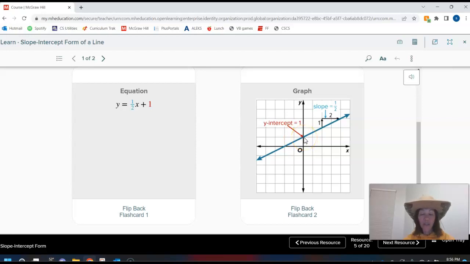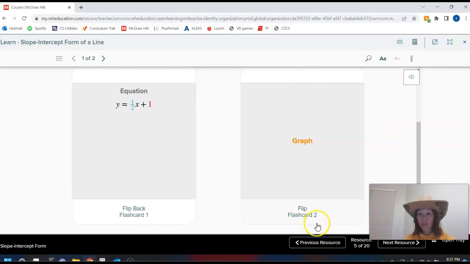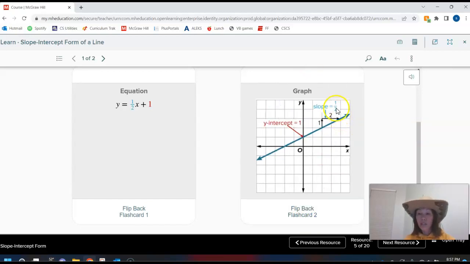I see so many kids do this: it's not the x-axis. It's the y-intercept where it crosses the y-axis. This vertical line, that's the y-intercept. It has to cross this line, not this line. Y, not x. Y-intercept. And then the slope is 1/2.